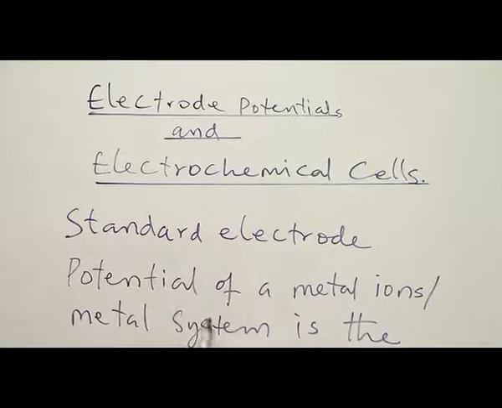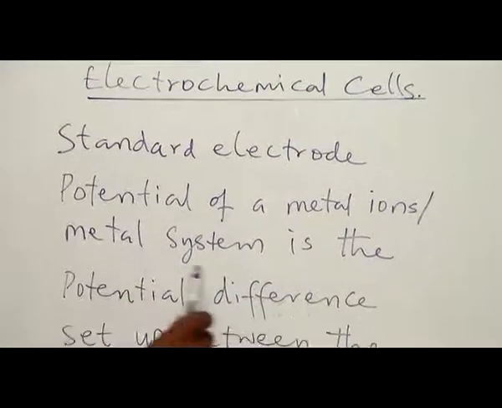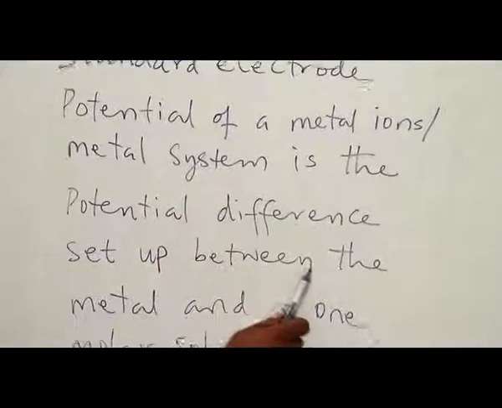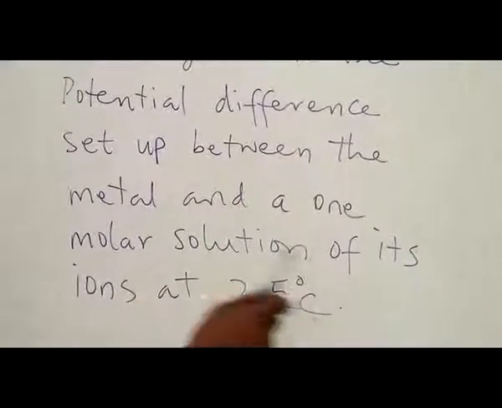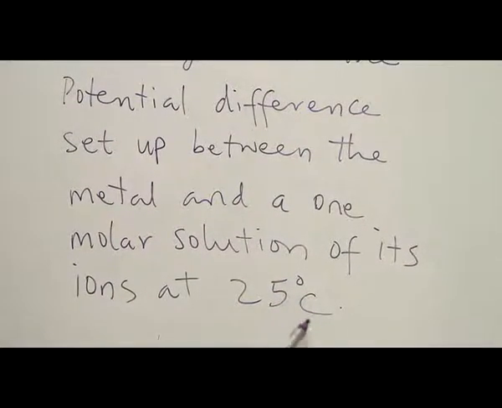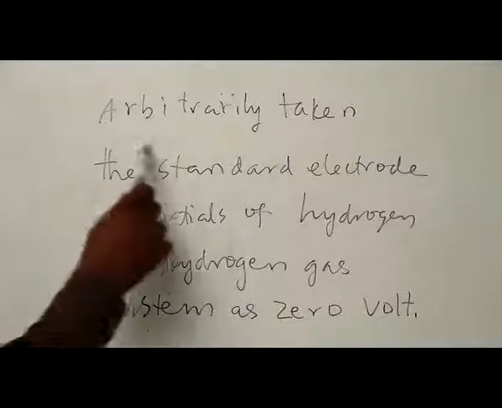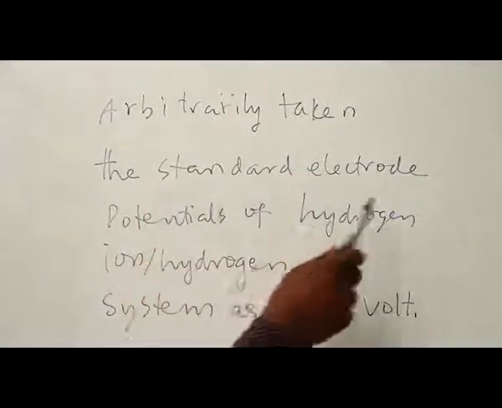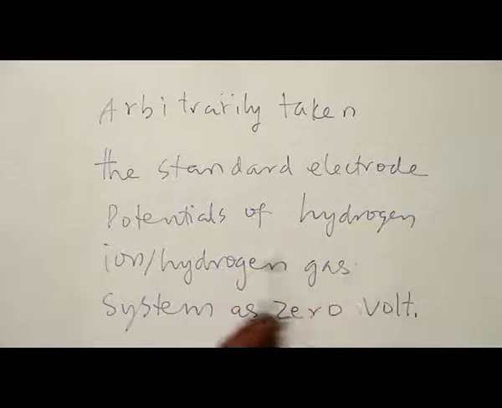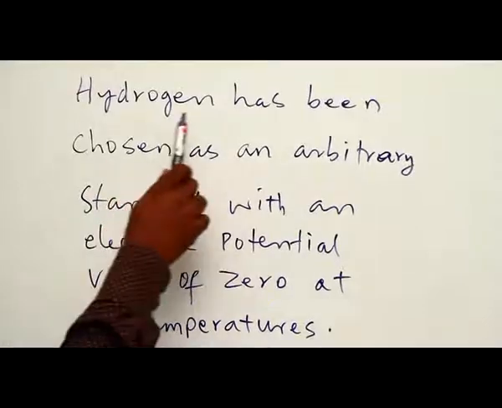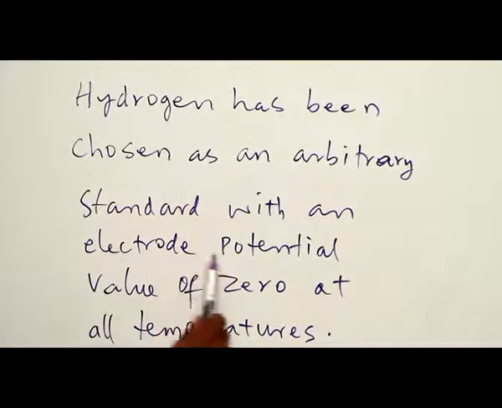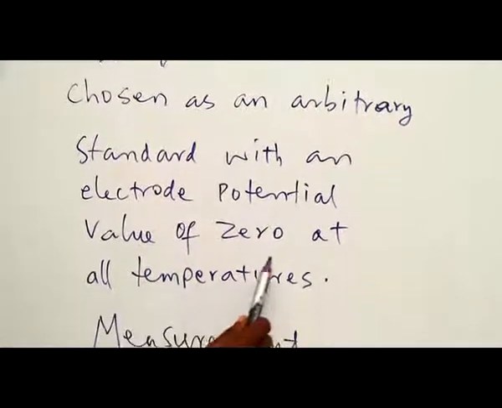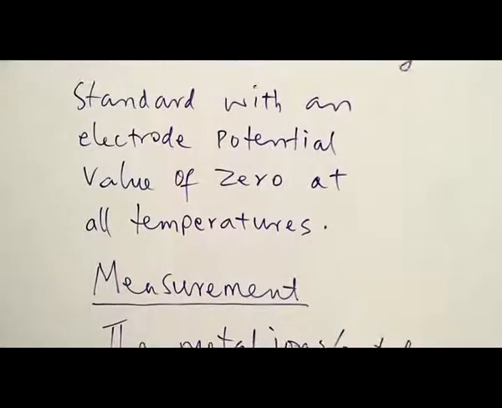Standard electrode potential of a metal-ion metal system is the potential difference set up between the metal and a 1 molar solution of its ions at 25 degrees Celsius. Arbitrarily, taking the standard electrode potential of the hydrogen ion hydrogen gas system as 0 volt. Hydrogen has been chosen as an arbitrary standard with an electrode potential value of 0 at all temperatures.